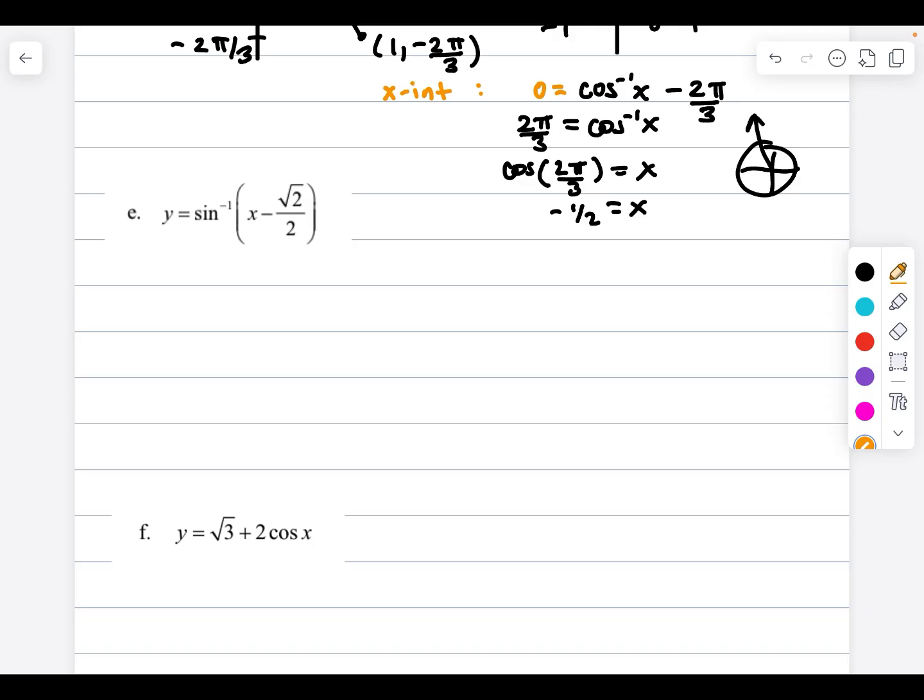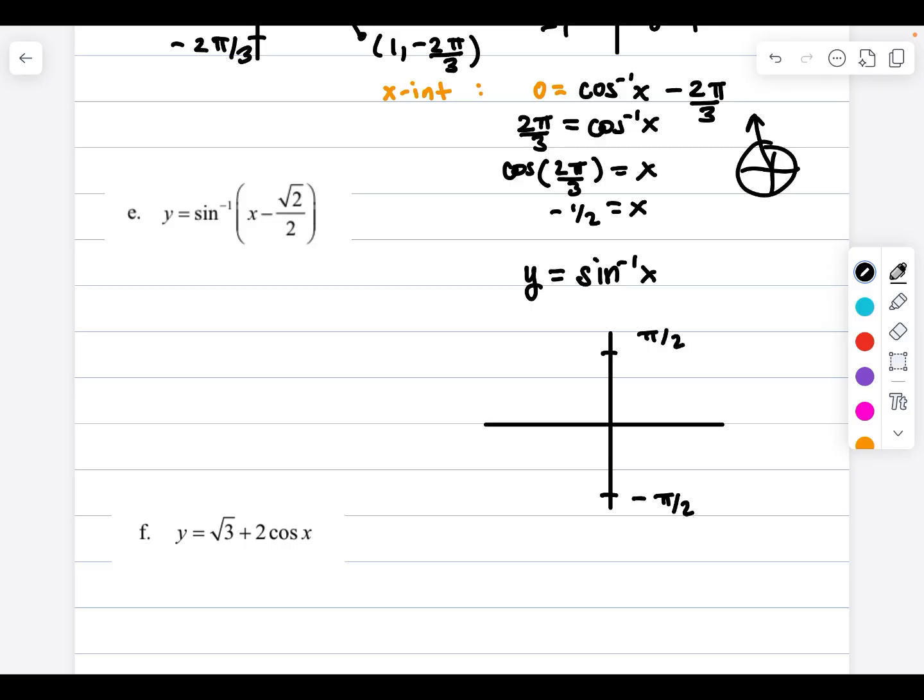Part E. We want to graph arc sine of x, but we're going to shift that graph to the right, radical 2 over 2. So we have to first know what the parent graph looks like. The range of arc sine of x is like the range of arc tangent of x. It's negative pi over 2 to pi over 2.